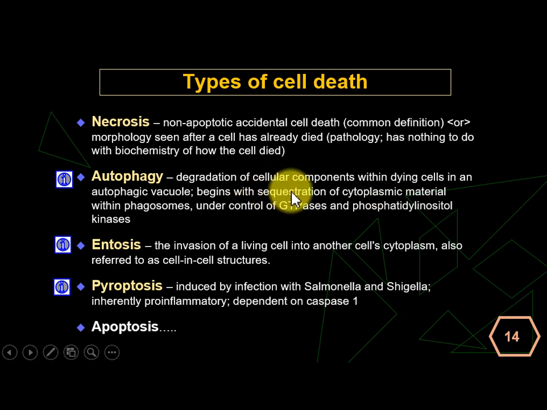It begins with cytoplasmic material within the phagosome. So it's a process involving phagocytosis of material inside the cell, not the whole cell. And it's under control of GTP and phosphatidylinositol kinase. Any kinase does phosphorylation of a target protein, and that causes structural changes that allow the membrane to engulf the damaged part.